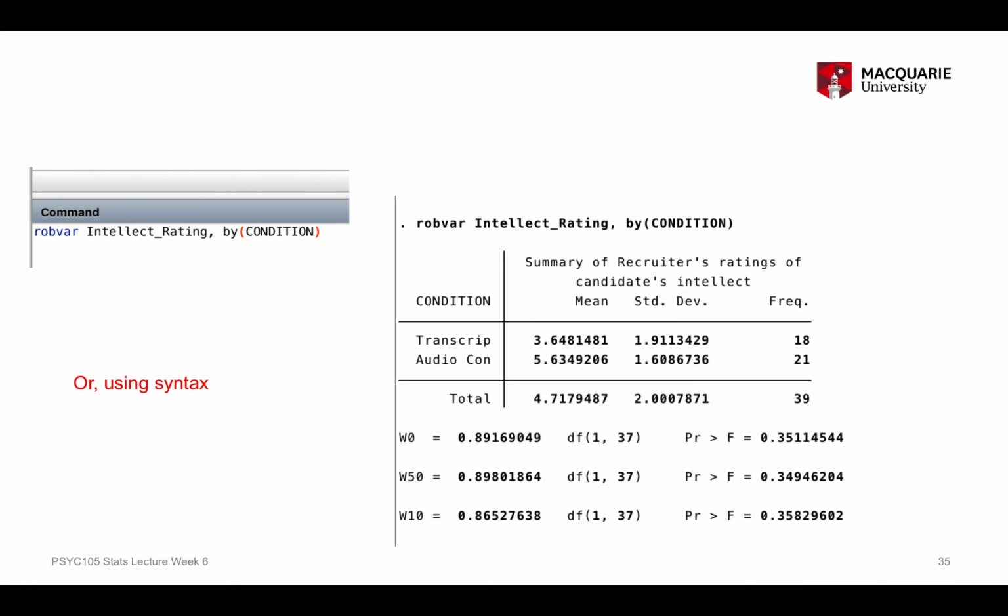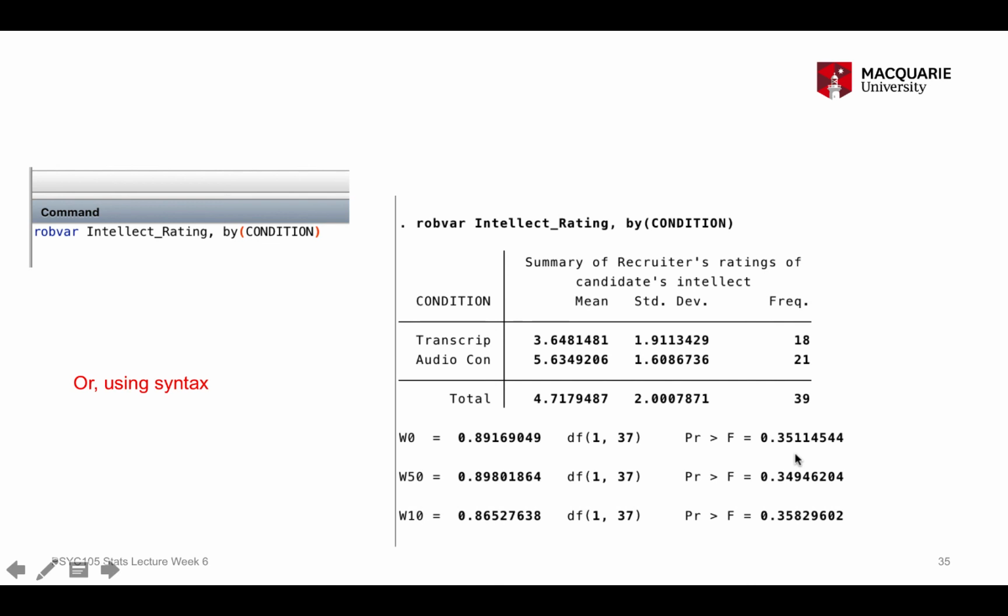And that gives us this output here. You can see up the top of the output is some descriptive statistic information, and this is just the same as what was on the previous slide. And then the first row is the information that we read across for Levene's test. Ignore the W50 and the W10. It's the first row that we're reading across. The actual Levene's statistic itself is the first thing here, 0.89, with certain degrees of freedom. And then the p-value here is 0.35.